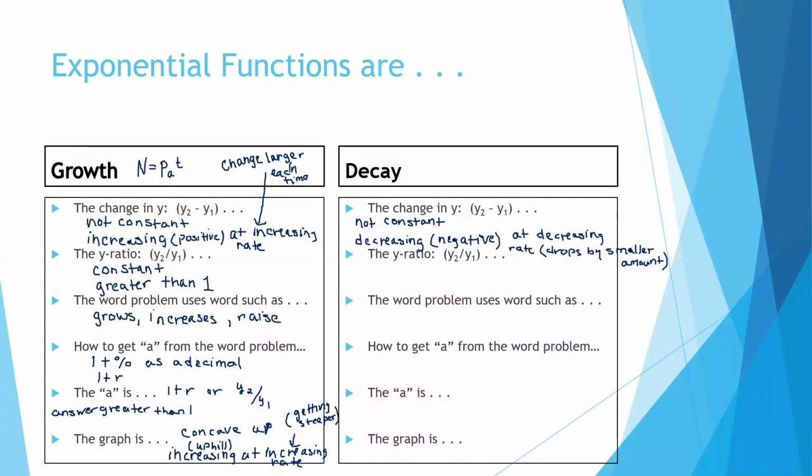What do we notice about the y ratios? Well, we notice that they are constant. And we notice that they are all less than 1. In word problems, we see words such as decays, decreases, and eliminates.